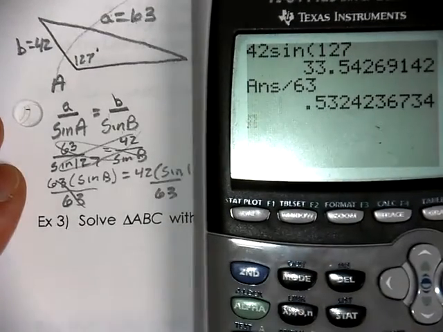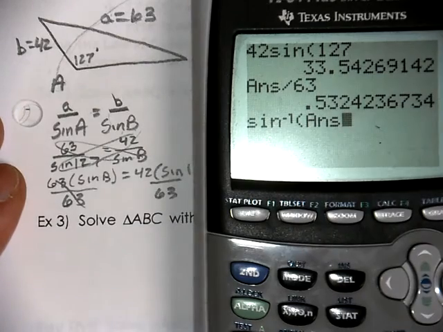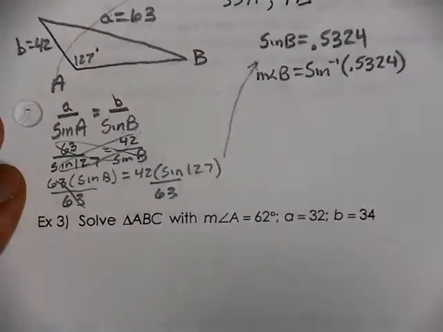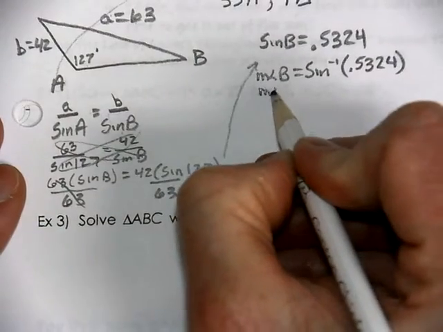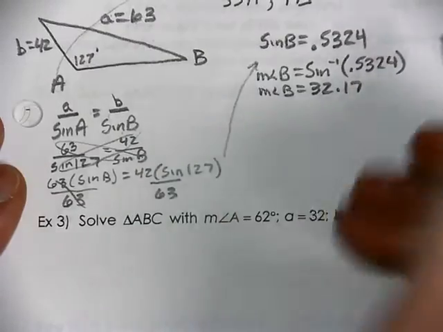So we'll do second sine of our previous answer. Use that answer button, or at least four decimal places. And we get 32.17. So the measure of angle B is 32.17.